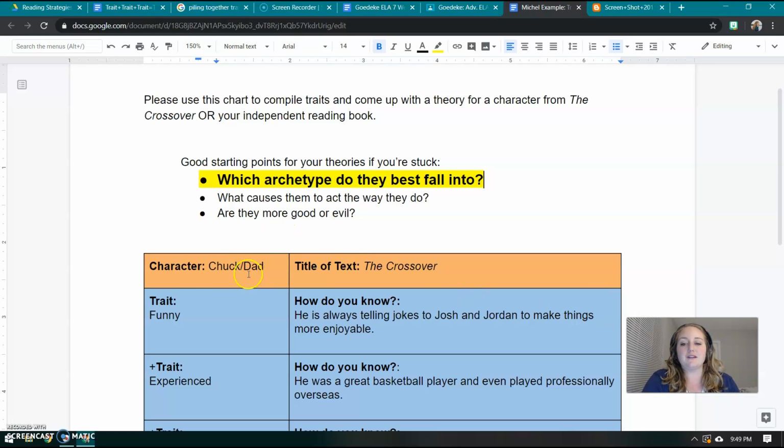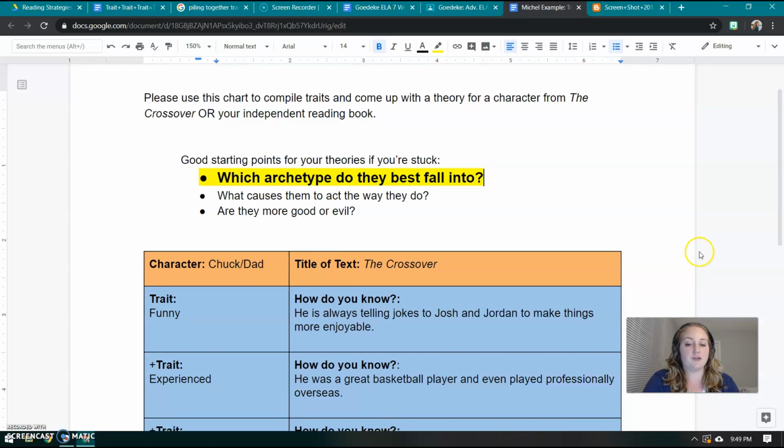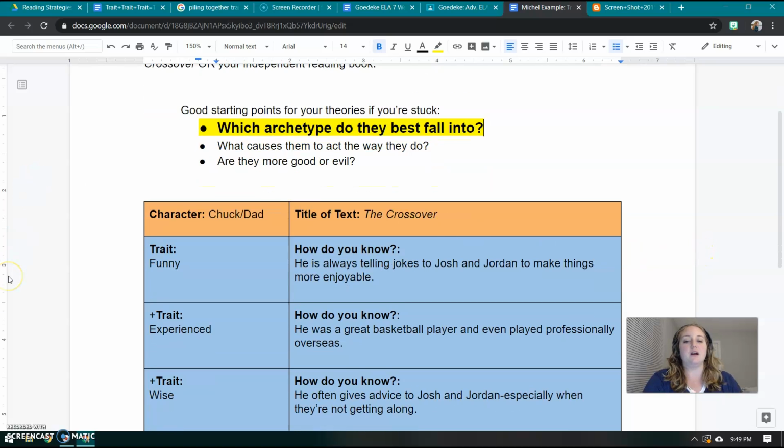I picked Chuck, or the dad from the crossover, and a trait that I noticed about Chuck is that he's funny. He's always telling jokes to Josh and to Jordan, and he's trying to make things more enjoyable. So he jokes around a lot. He's very playful. I put that here under trait, and then I explained how I know.